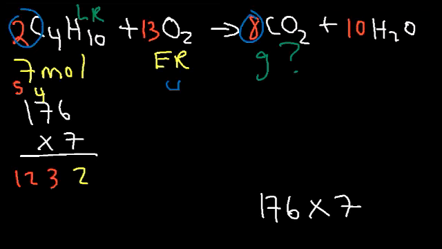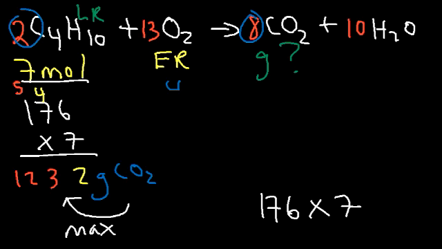So that's the number of grams of CO2 that can be formed in this reaction. Now keep in mind, this represents the maximum amount of CO2 that we can get from this reaction based on the 7 moles of butane that we started with. So basically, this represents the theoretical yield of CO2.